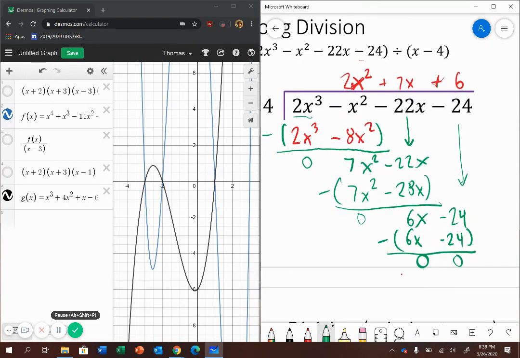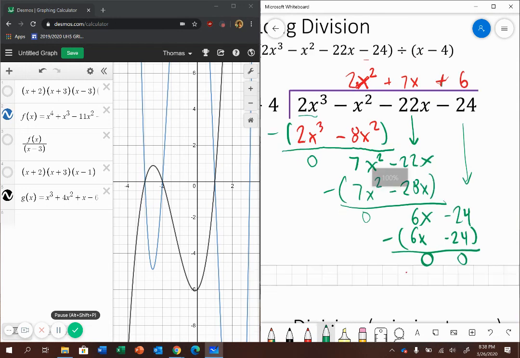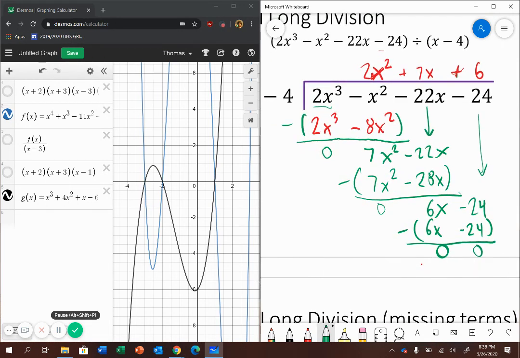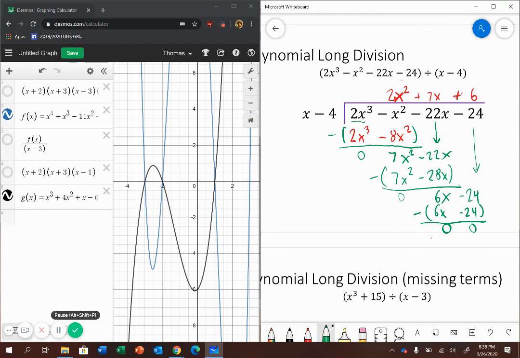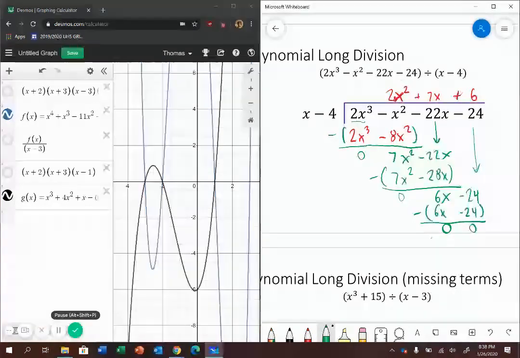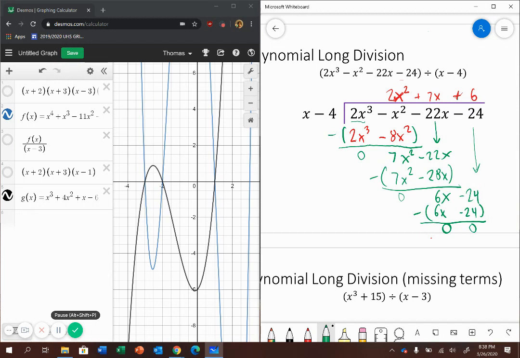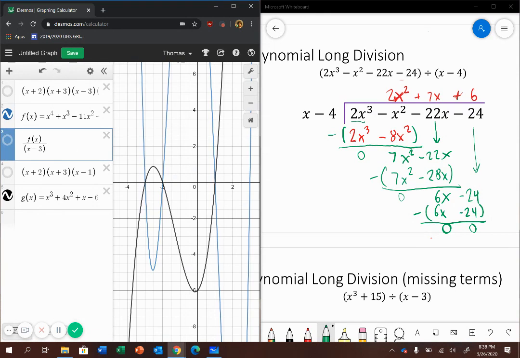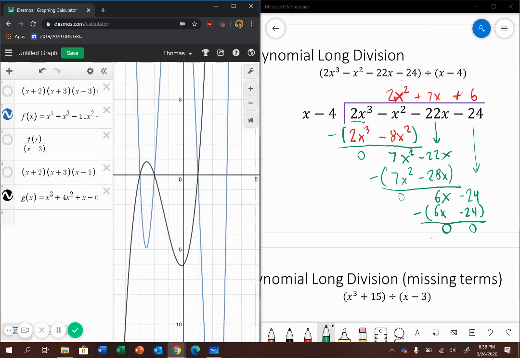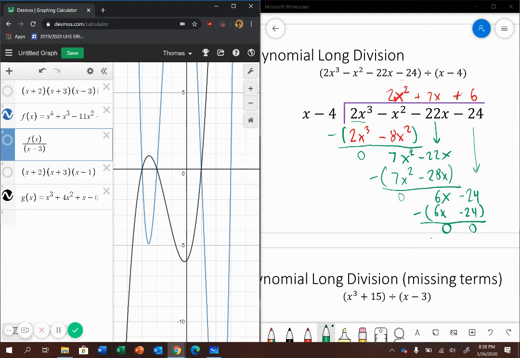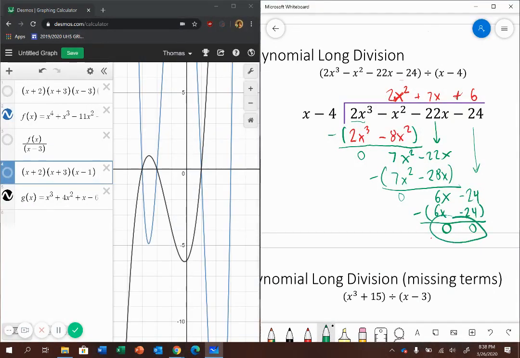So basically what we learn here is that x minus 4 divides 2x squared minus 2x cubed minus x squared minus 22x minus 24 evenly. And this is quite an important revelation that we make here. There's lots that can be determined from this. It's just like in this problem here, when we took our original function f of x and divided it by x minus 3, we got this out evenly. There was no remainder. The remainder was 0.